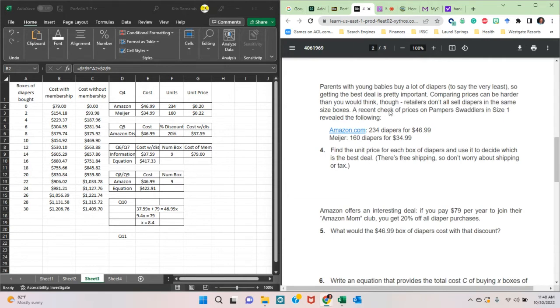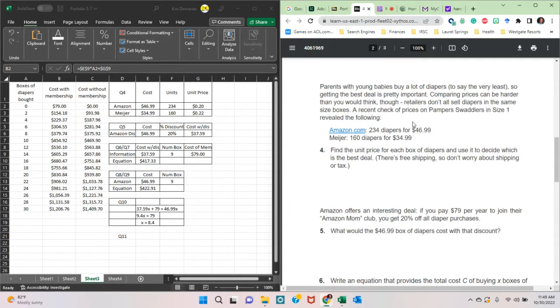All right. A recent check of prices on Pampers Swaddlers in size 1 revealed the following: that Amazon.com has 234 diapers for $46.99. All right, and we can come back over to the Excel spreadsheet and copy that. And you're going to go ahead and do that where it says cost, units, and the unit price. And it says Amazon, it says find the unit price of each box of diapers and use it to decide which is the best deal.